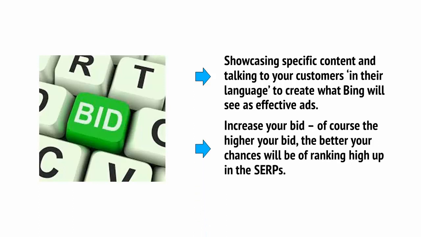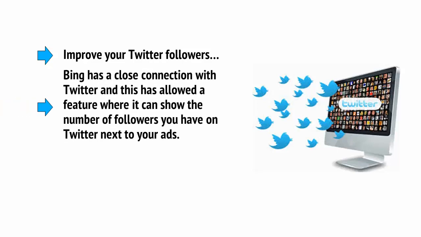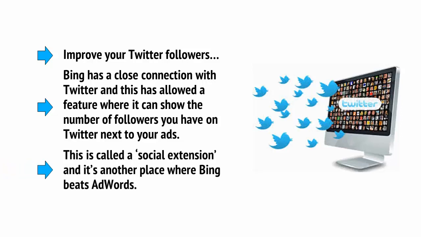Increase your bid. Of course, the higher your bid, the better your chances will be of ranking high up in the SERPs. And here's one not from the site. Improve your Twitter followers. Bing has a close connection with Twitter, and this has allowed a feature where it can show the number of followers you have on Twitter next to your ads. This is called a social extension, and it's another place where Bing beats AdWords.